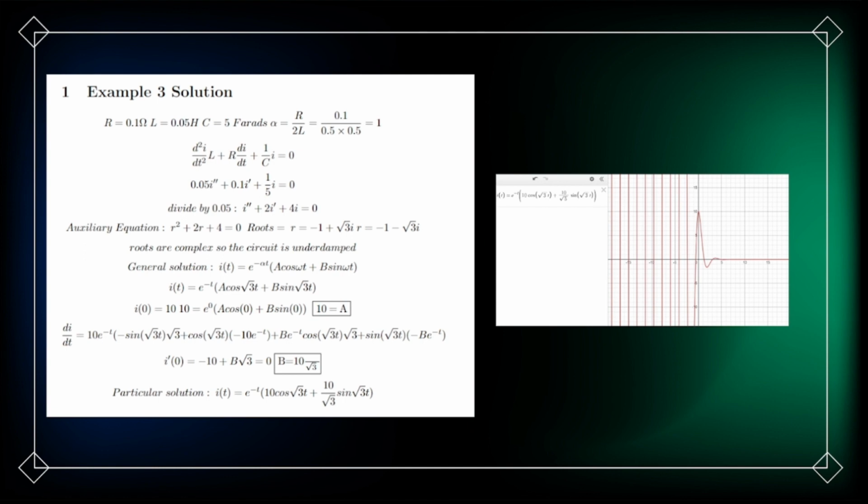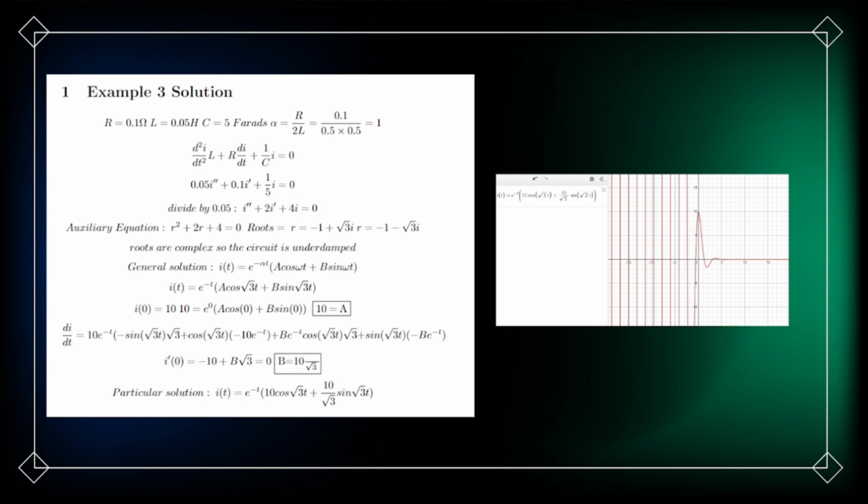Then I divided everything by 0.05, so I double prime does not have any coefficient in front of it, and the equation is so much easier to work with. Then I found the auxiliary equation, which is r squared plus 2r plus 4 is equal to 0. We got complex roots, which are r is equal to negative 1 plus or minus the square root of 3 times i. Since our roots are complex, the circuit is underdamped, meaning that we do indeed have oscillations.